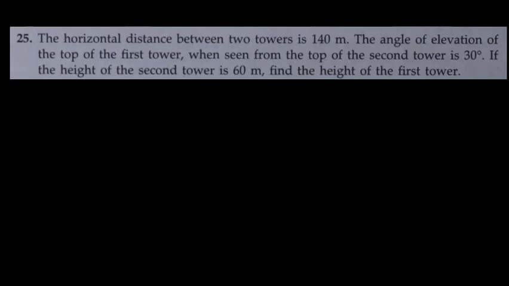Now here question number 25: the horizontal distance between two towers is 140 meter. The angle of elevation of the top of the first tower when seen from the top of the second tower is 30 degree. If the height of the second tower is 60 meter, find the height of the first tower.